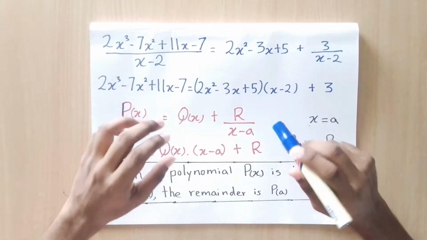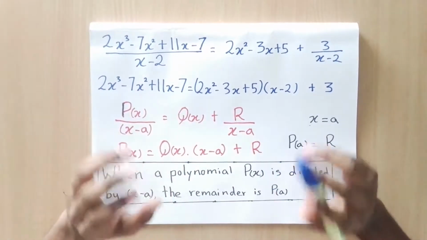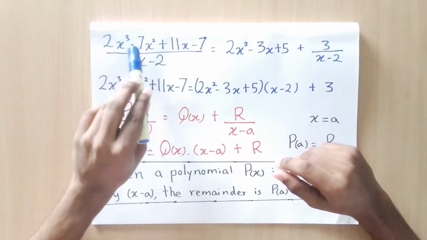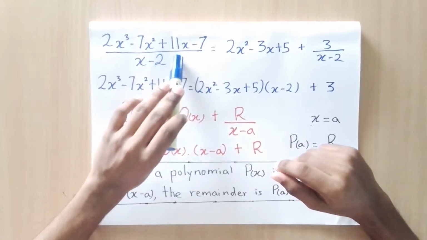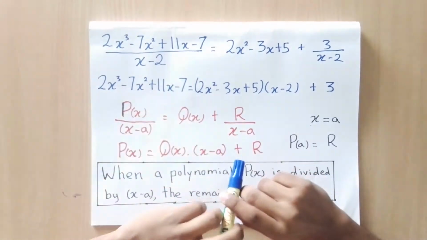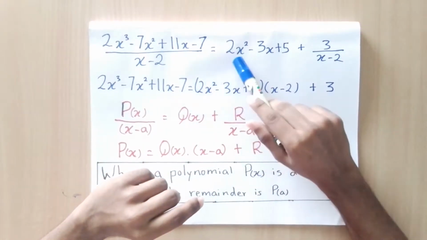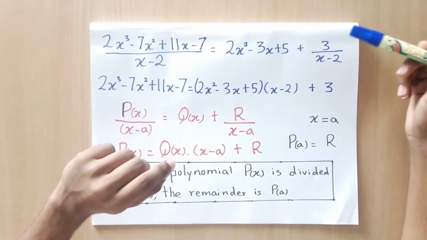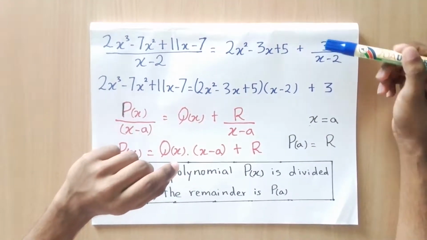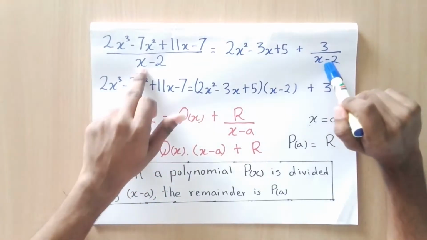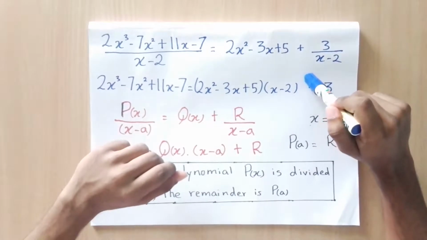Today we will be discussing a new theorem, the remainder theorem. Let's take this polynomial 2x cubed minus 7x squared plus 11x minus 7 and divide it by x minus 2. Then we get the quotient 2x squared minus 3x plus 5, and the remainder 3. Remember that the remainder must have the divisor as the denominator.